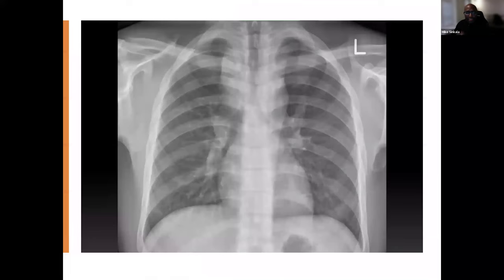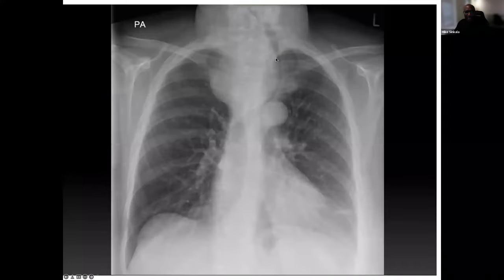Notice on this image here that the trachea is not compressed at all, so it is aerated. There is absolutely no sabre-sheath appearance of the trachea. So the trachea is well aerated. There is absolutely no tracheal deviation to either the right or the left side here. Everything is just superb.